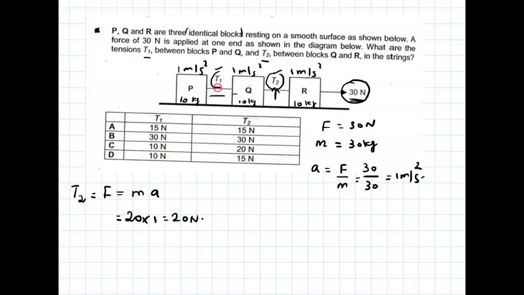Now we can find T1. The tension and force are balanced, so the force is equal to mass into acceleration. Here there is only one block, so 10 kilogram, and the acceleration is 1. So 10 Newton. Here it will experience 20, and here it will experience 10 Newton. So the answer is T1 10 Newton, T2 20 Newton.